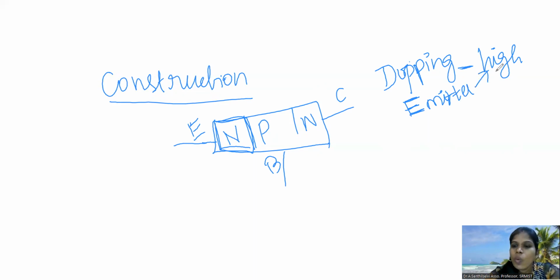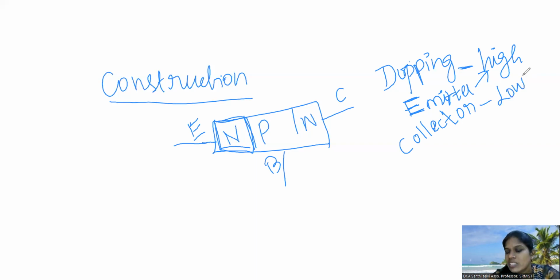Why is the doping level high? Because it is going to emit the charge carriers. When you talk about the collector, the doping of the collector is very low. Why is it very low? Because it only collects the charge carriers emitted by the emitter. For the base, we need not discuss the doping. It's just an intermediate between the emitter and collector.